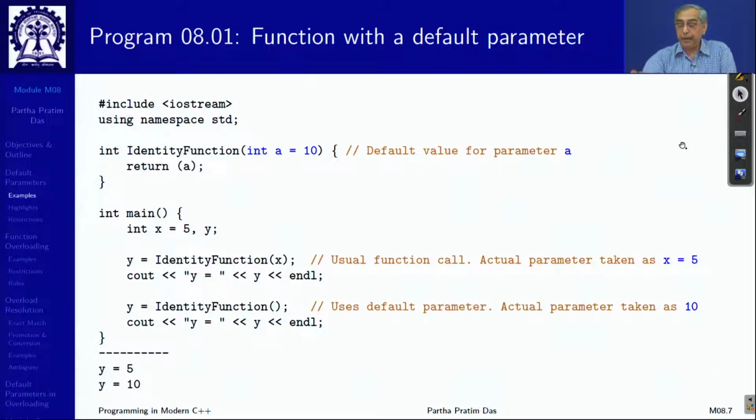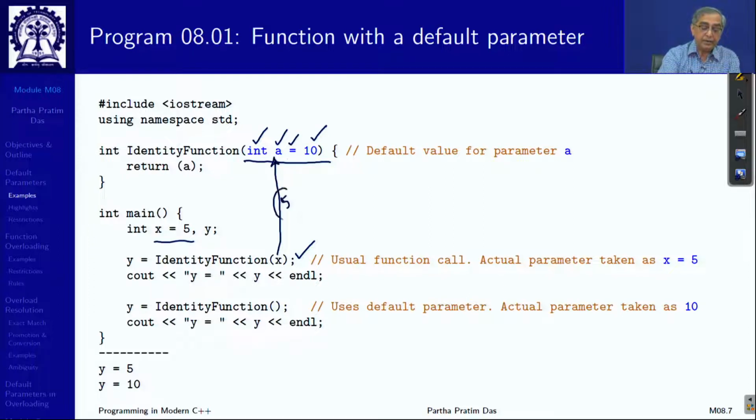So, let us see a simple example with one parameter which is default. This is how you write it. In the header of the function, after you have written the type and name of the parameter, with the initialization symbol, you write a value. The idea is clear when you call the function. Now, if you call the function with x, which is initialized to 5, it is taken to be a, which is 5, a normal call.